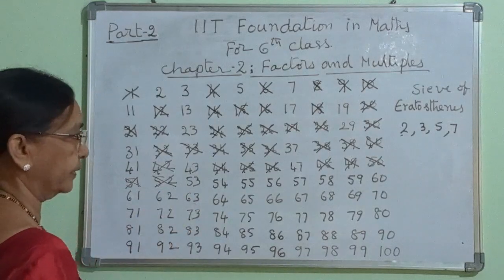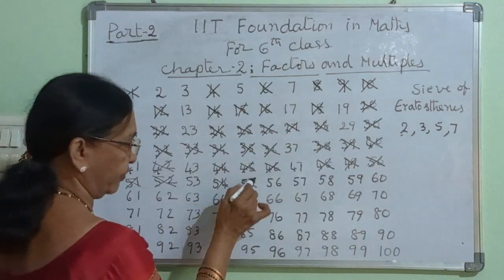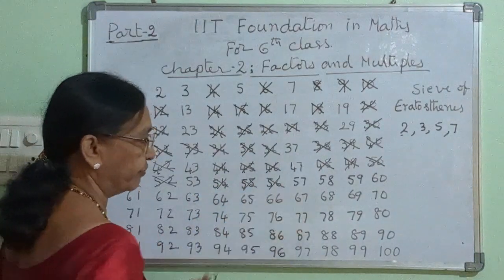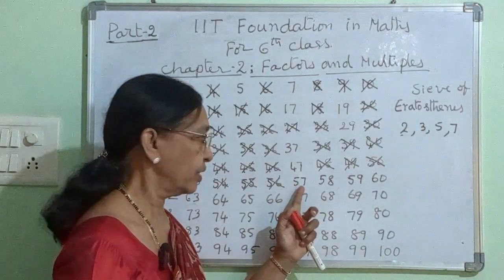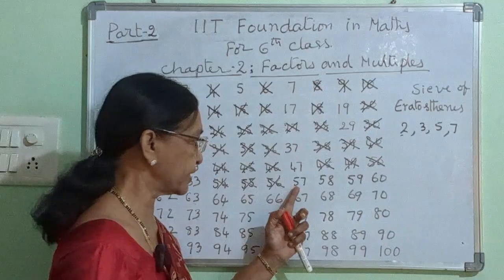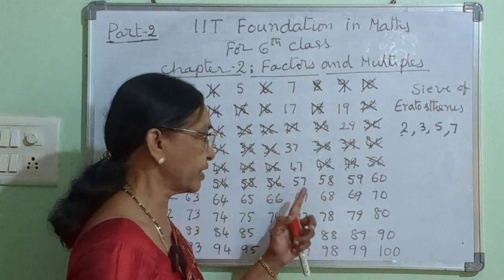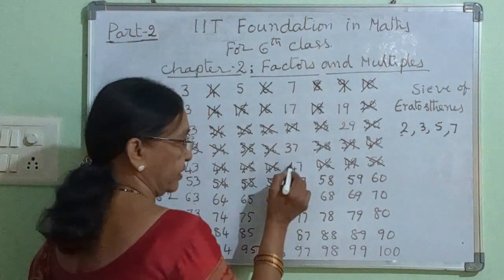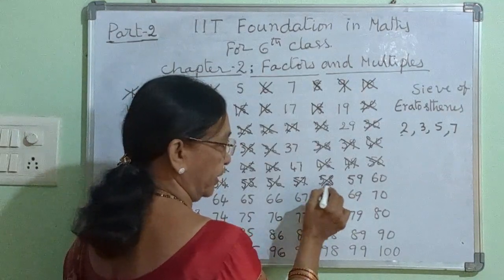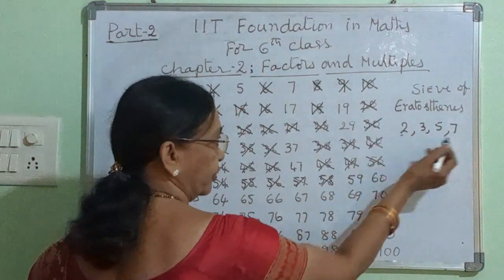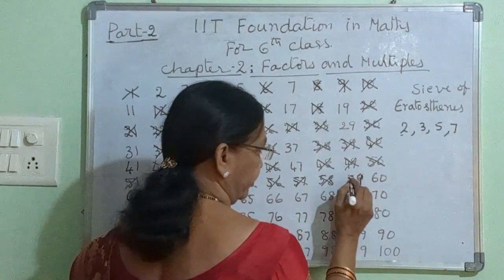And 53 is not a multiple of any of those numbers. 54 is a multiple of 2, 55 a multiple of 5, 56 a multiple of 2. 57 is a multiple of 3. See, the sum of the digits is 12, and 12 is divisible by 3. Therefore, this is divisible by 3. 3 ones are 3, 2 remains, 3 nines are 27. Therefore, 57 is a composite. 58 is divisible by 2. 59 is not divisible by any of the numbers. So 59 is prime.